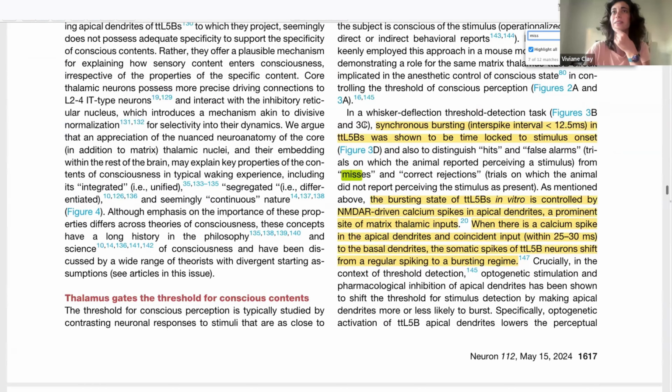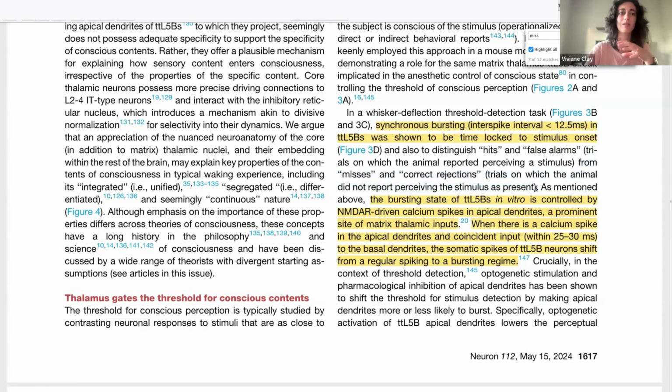Something like that. So it's a whisker deflection threshold detection task. Synchronous bursting in layer 5B was shown to be time locked to stimulus onset and also to distinguish hits and false alarms, trials on which the animal reported perceiving a stimulus, from misses and correct rejections, trials on which the animal didn't report perceiving the stimulus as present.